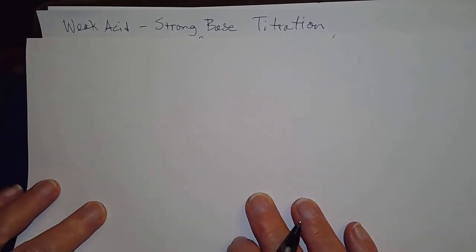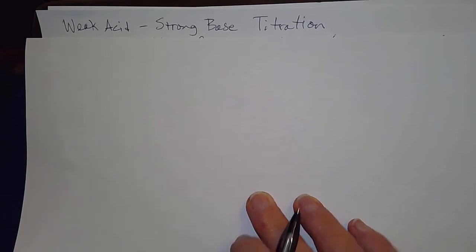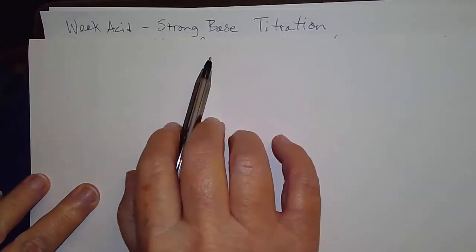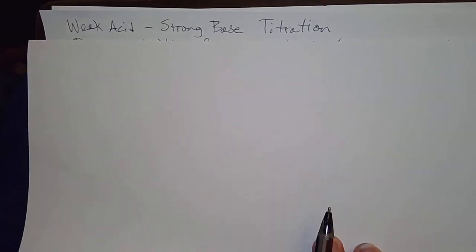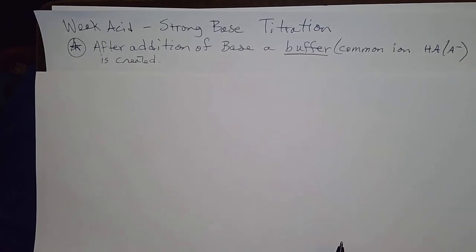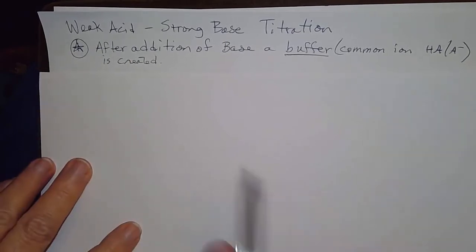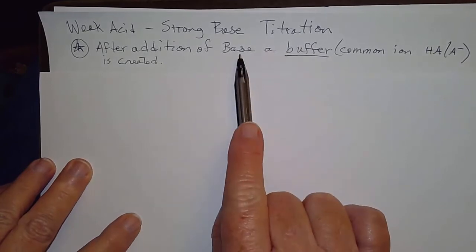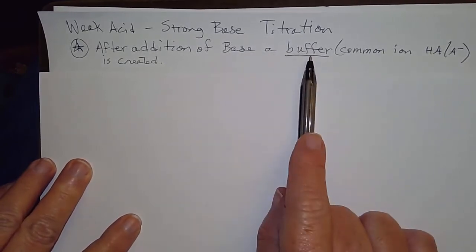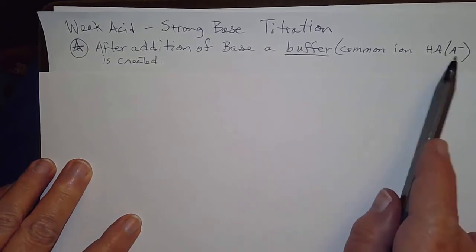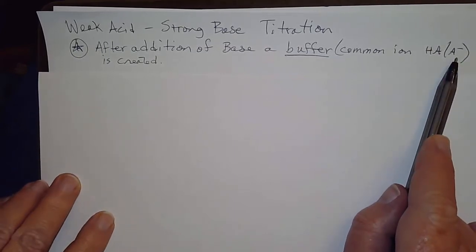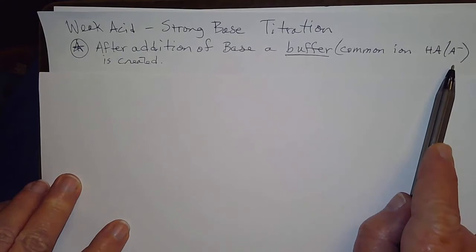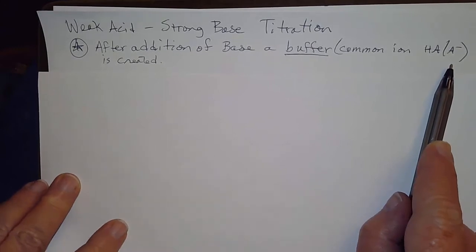All right, this video is about how to calculate the pH for a titration of a weak acid with a strong base. So let's go through the overall process we talked about in class today. The first thing we have to do is realize that once we've added base to that weak acid, we've created a buffer. And so we have a common ion problem because you will have in solution the weak acid and its conjugate base. And so that's not going to make our calculations harder, just longer. It's not going to be as easy as a strong acid.